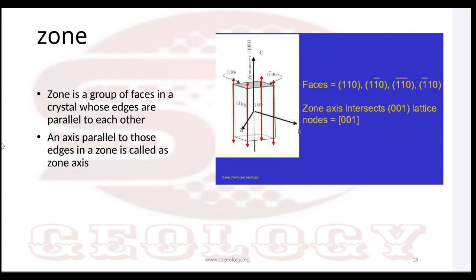So today we'll start from zone. So what is a zone? So zone is a group of faces in a crystal whose edges are parallel to each other. That means we have to consider faces within a crystal whose edges will be parallel to each other.